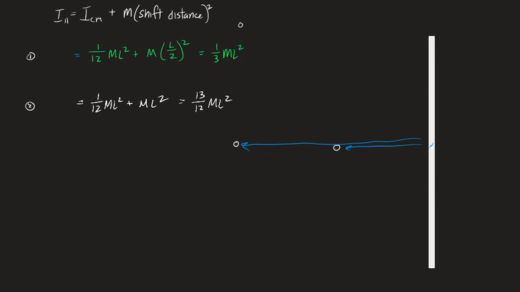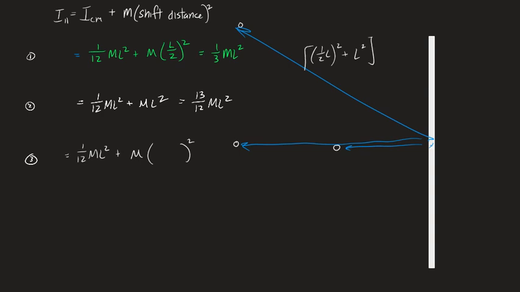Now, here's where people were getting mistakes in the last class. If I want to shift it to this point, well, that's my shift distance. Right, from the center of mass to an axis that is parallel to the center of mass. I still have to start from the center of mass, so this has to be 1/12 ml squared plus I need to find my shift distance. I'm thinking the Pythagorean theorem. So I see 1/2 L squared plus L squared to the 1/2 power.